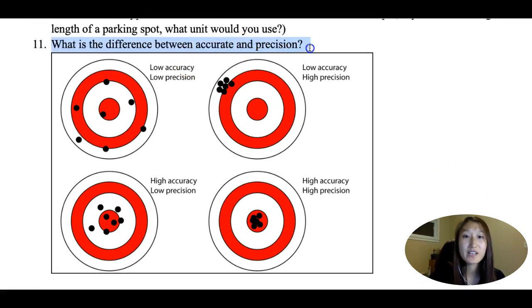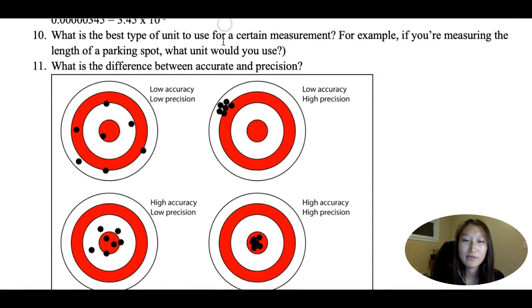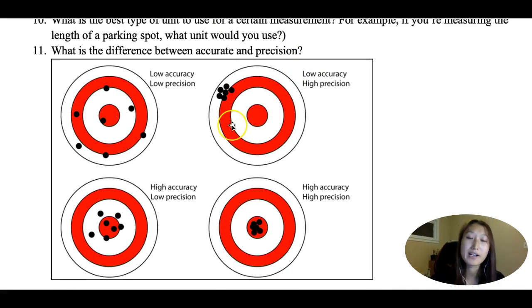The next one is, what is the difference between accuracy and precision? Your multiple trials of this experiment will give you data, right? If you're doing an experiment multiple times and your data are very close together, then you call that high precision. If you have data that's very close to the target, you call that high accuracy, right?